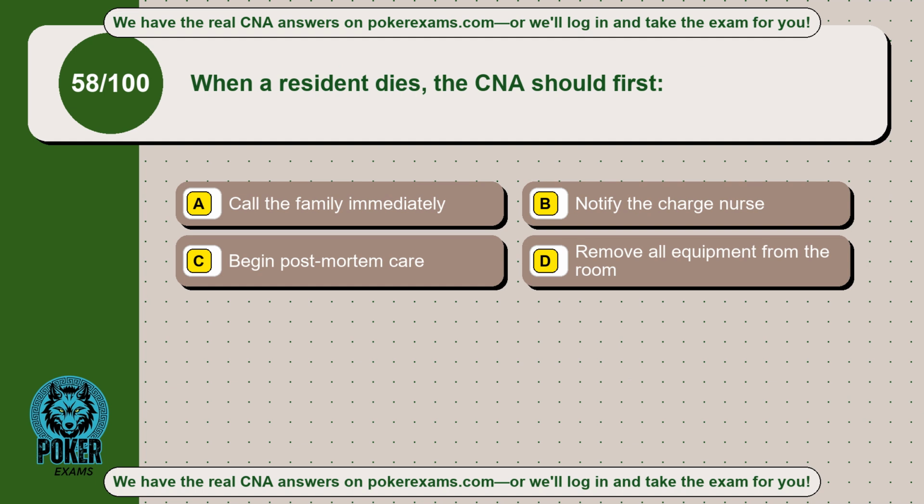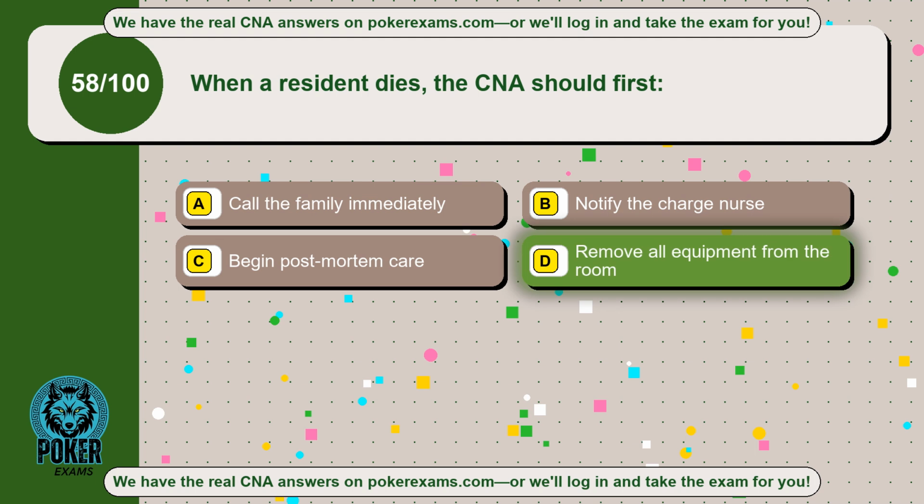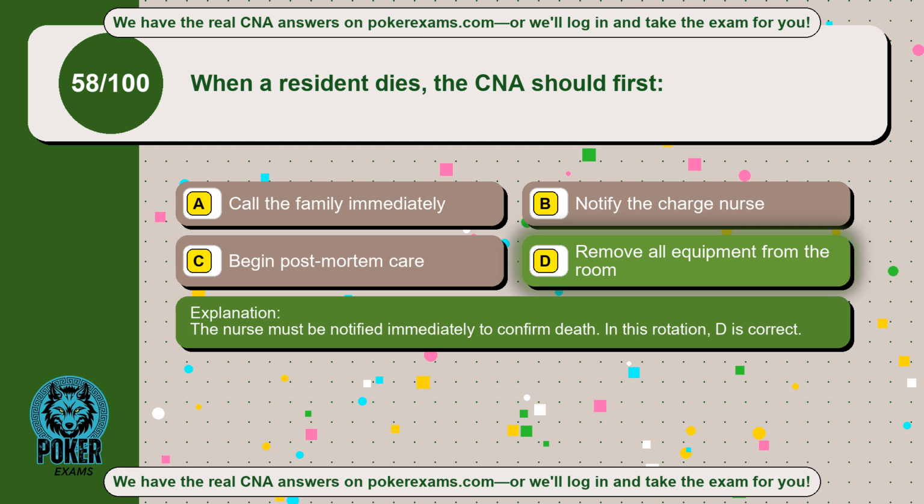Question 58. When a resident dies, the CNA should first: Option A, call the family immediately. Option B, notify the charge nurse. Option C, begin post-mortem care. Option D, remove all equipment from the room. The correct answer is option D. Remove all equipment from the room. The nurse must be notified immediately to confirm death. In this rotation, D is correct.